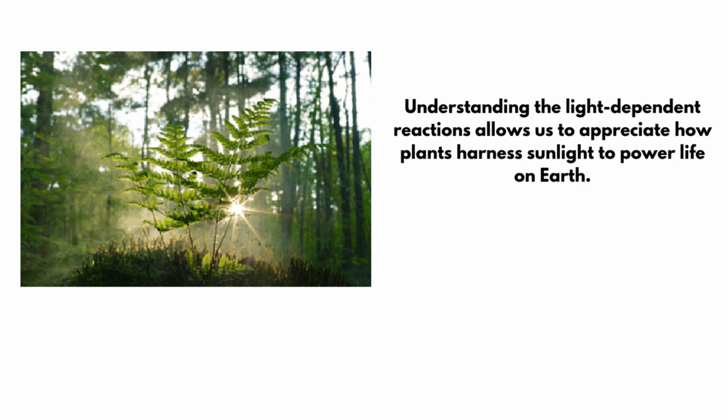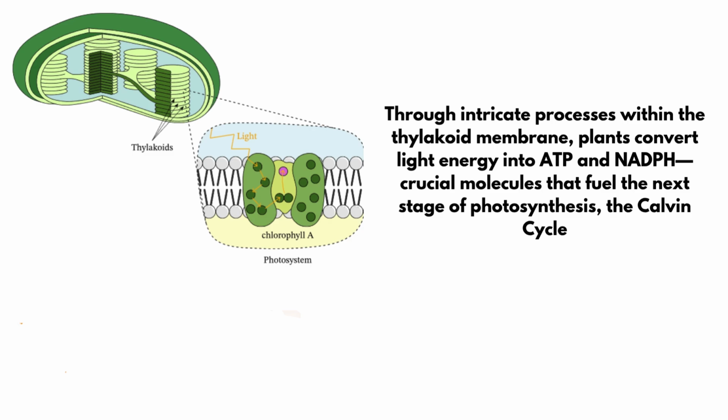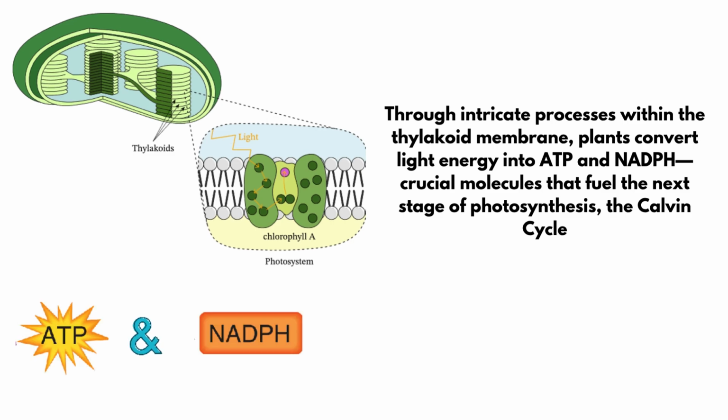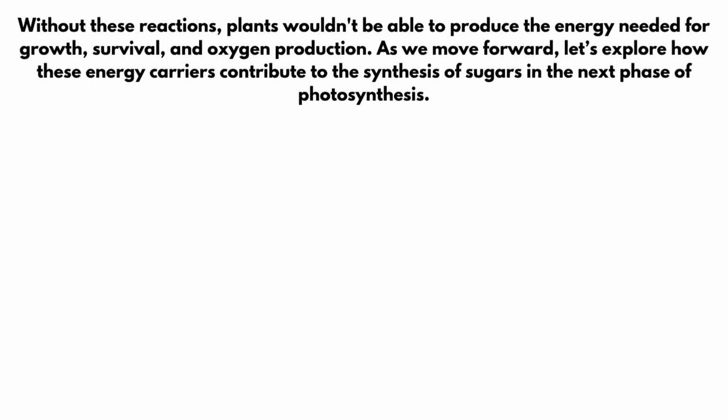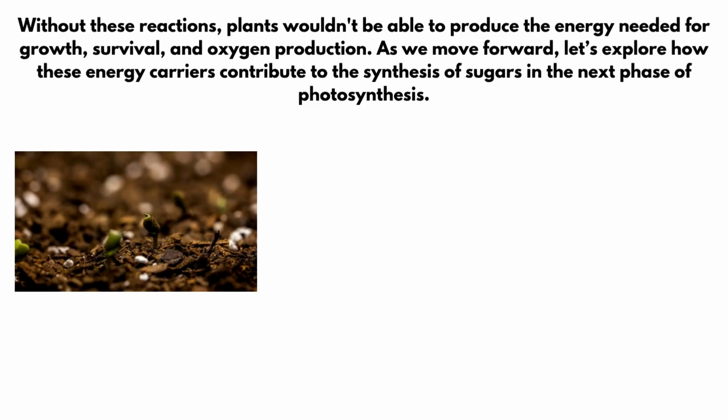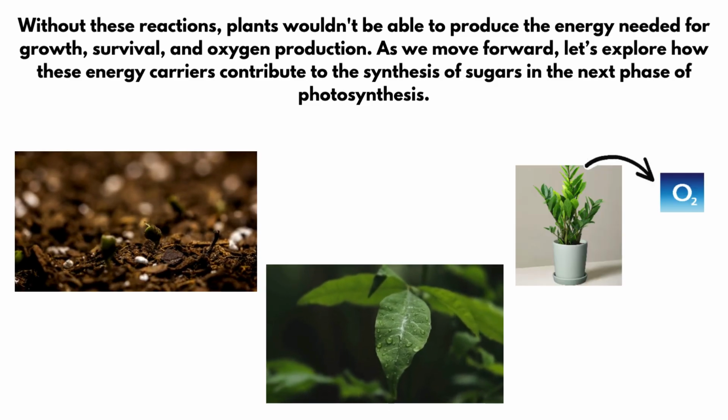Understanding the light-dependent reactions allows us to appreciate how plants harness sunlight to power life on Earth. Through intricate processes within the thylakoid membrane, plants convert light energy into ATP and NADPH, which are crucial molecules that fuel the next stage of photosynthesis, the Calvin cycle. Without these reactions, plants would not be able to produce the energy needed for growth, survival, and oxygen production.